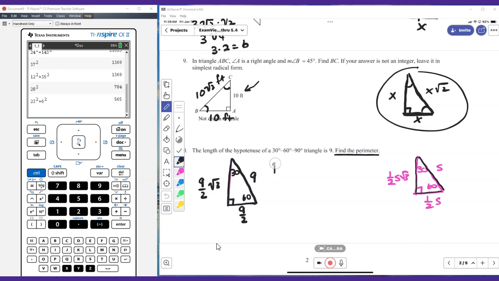Now, if you want to find the perimeter, that means you have to add 9 plus 9 over 2 plus 9 over 2 times the square root of 3. So P equals 9 plus 4.5. So 9 plus 4.5 is 13.5 plus 4.5 square root of 3. That would be the perimeter.